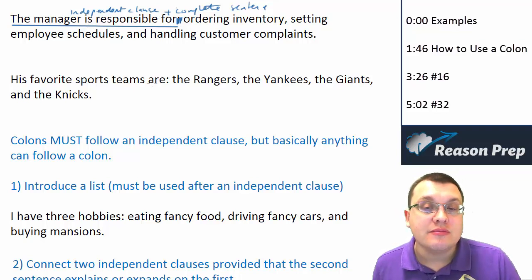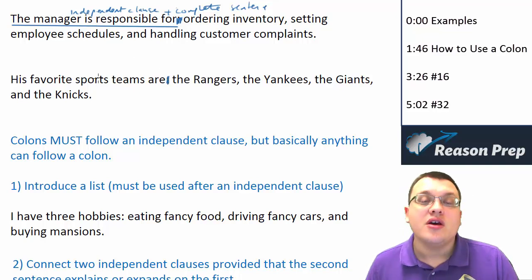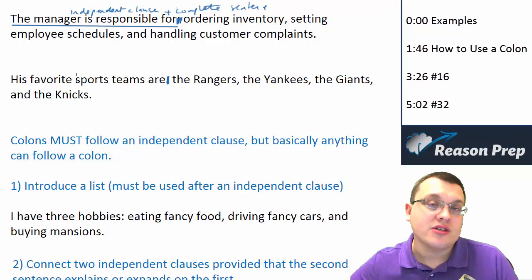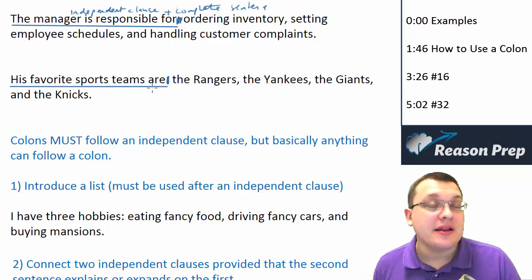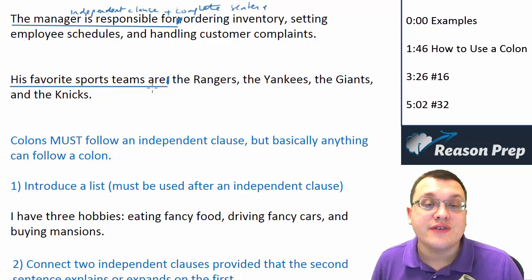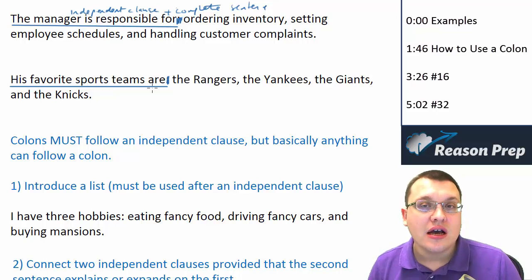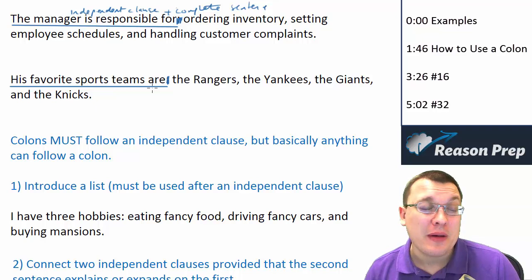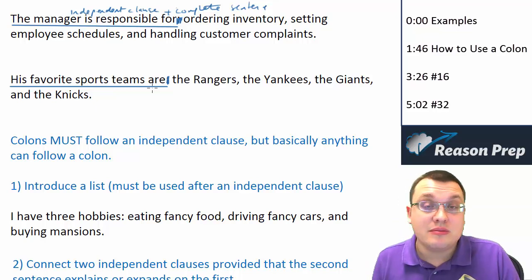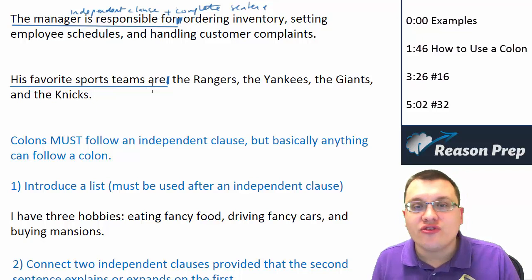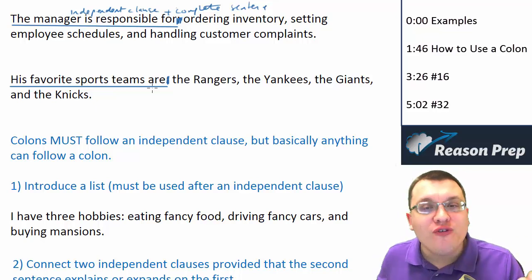His favorite sports teams are the Rangers, the Yankees, the Giants, and the Knicks. Again, we don't need this. We can just say his favorite sports teams are the Rangers, the Yankees, and so on. This is not a complete independent sentence. I can't walk up to you and say his favorite sports teams are. I guess technically it's an independent clause, but it's not a complete thought. It's not a complete sentence. His favorite sports teams are what, right? So only use a colon before a complete sentence.